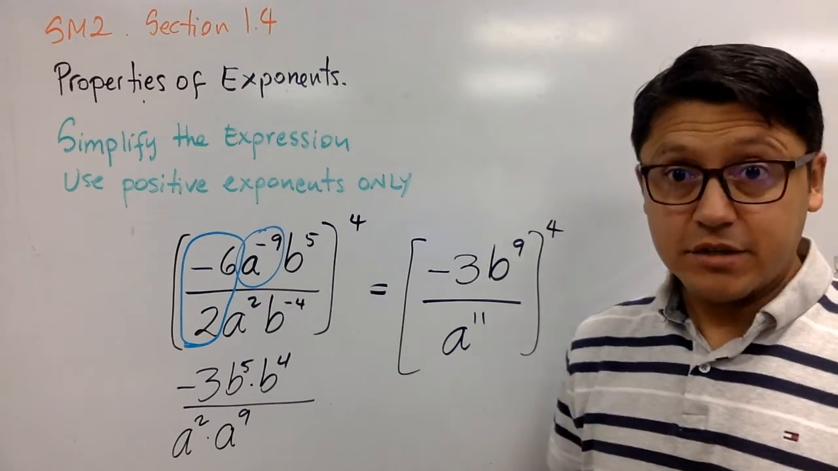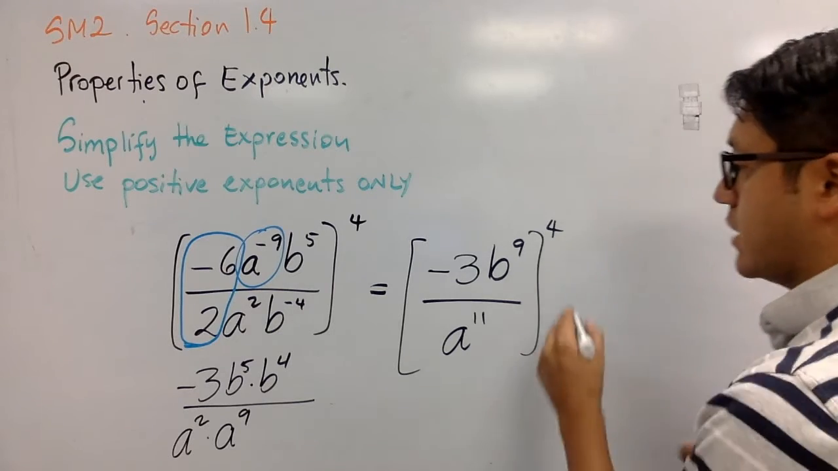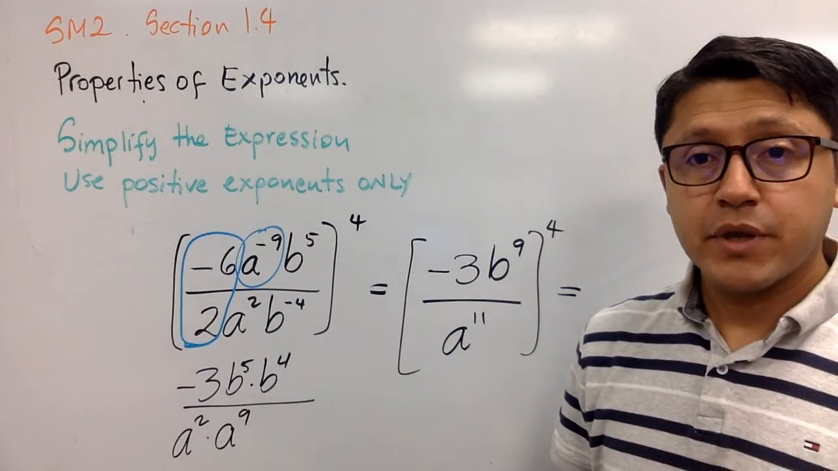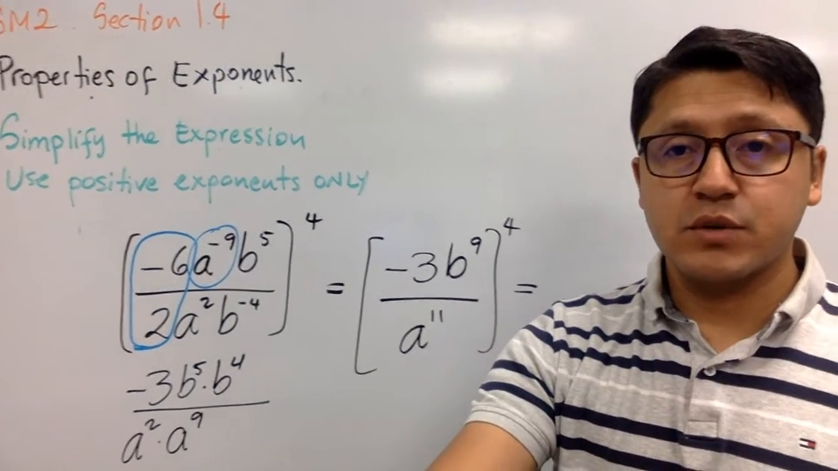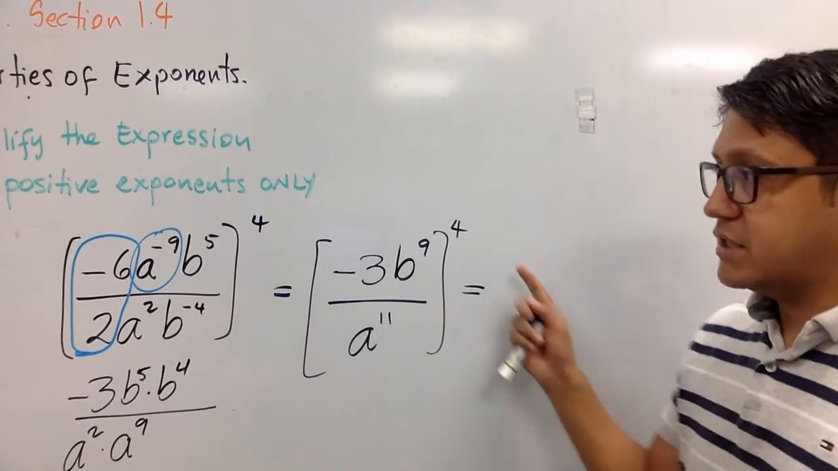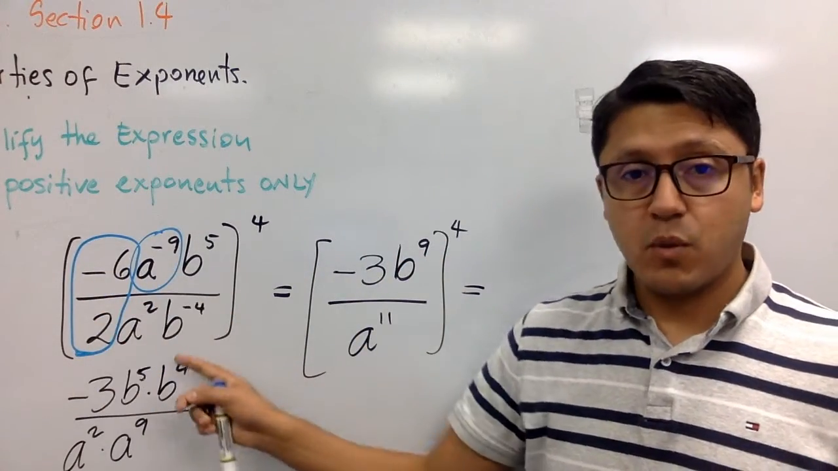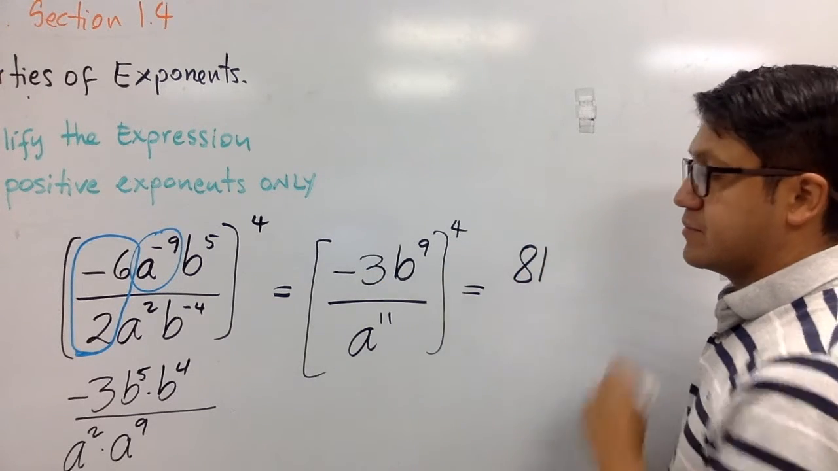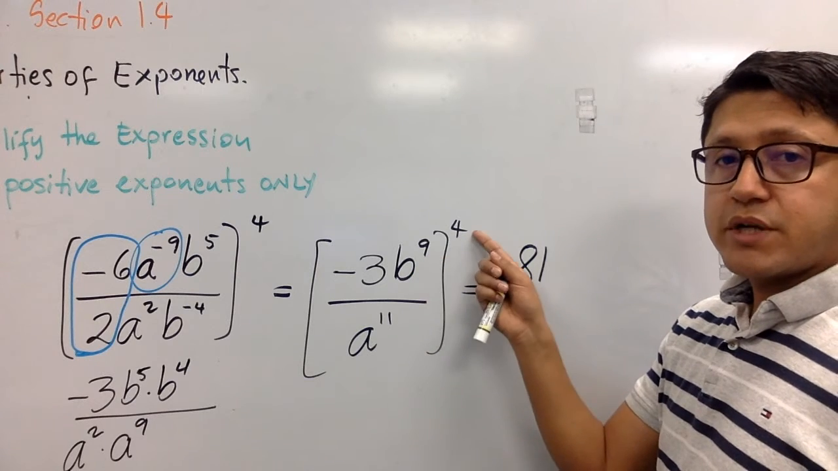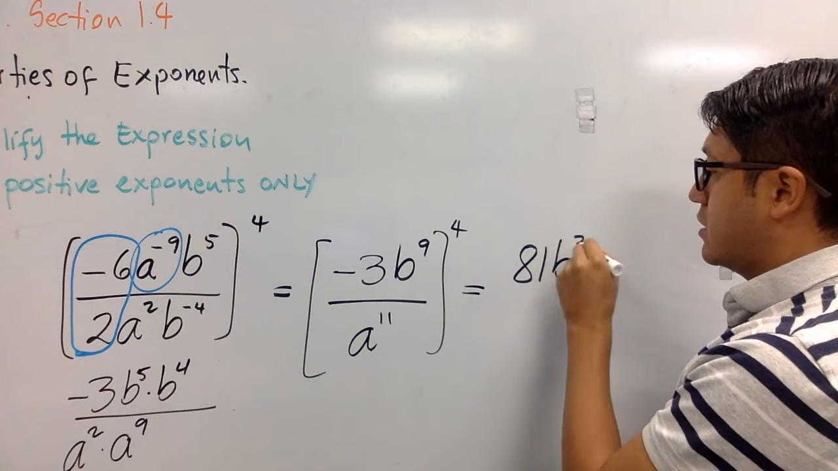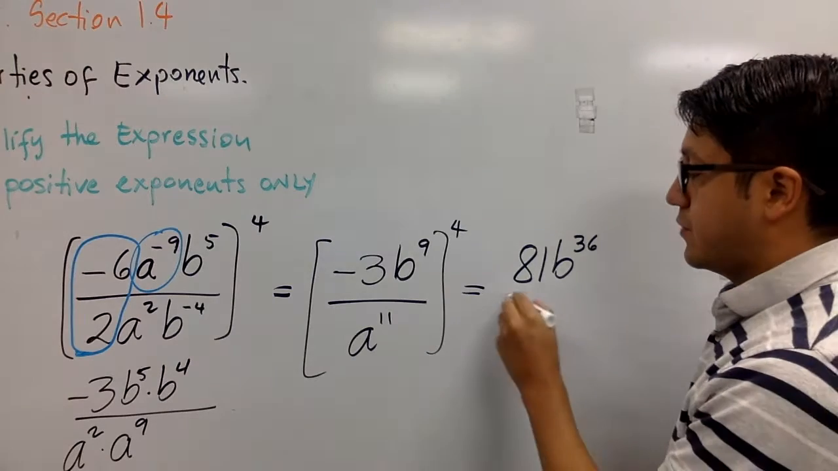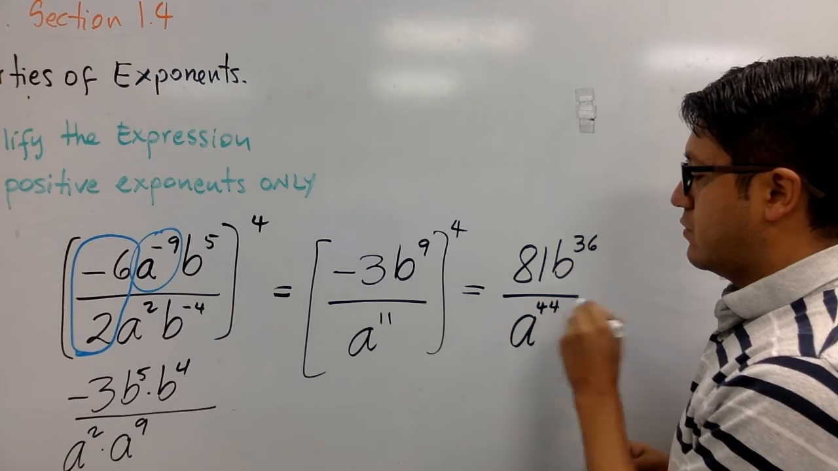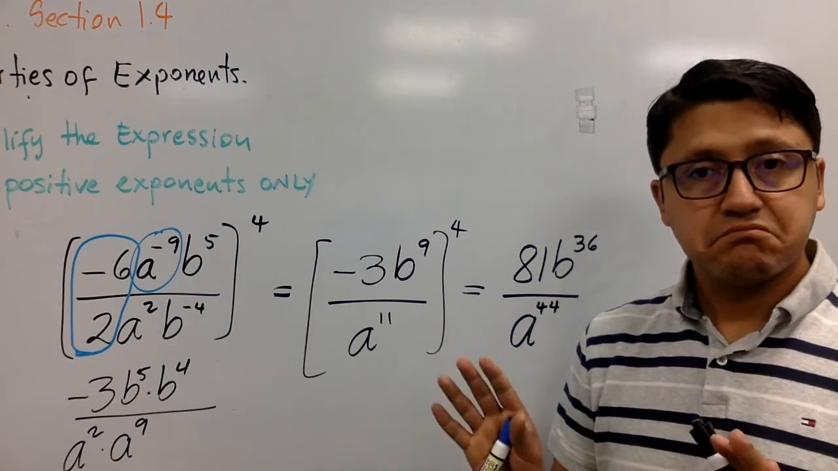Now, it seems easier, right? It seems like we now have each of these taken to the power of 4. And in this case, it will make it really easy if you had done it one by one. Negative 3 raised to the 4th power, that's 81. B to the 9th power raised to the 4th power, well, there's a B^36 over here. And this is A to the 44th power. That's all. We're done.